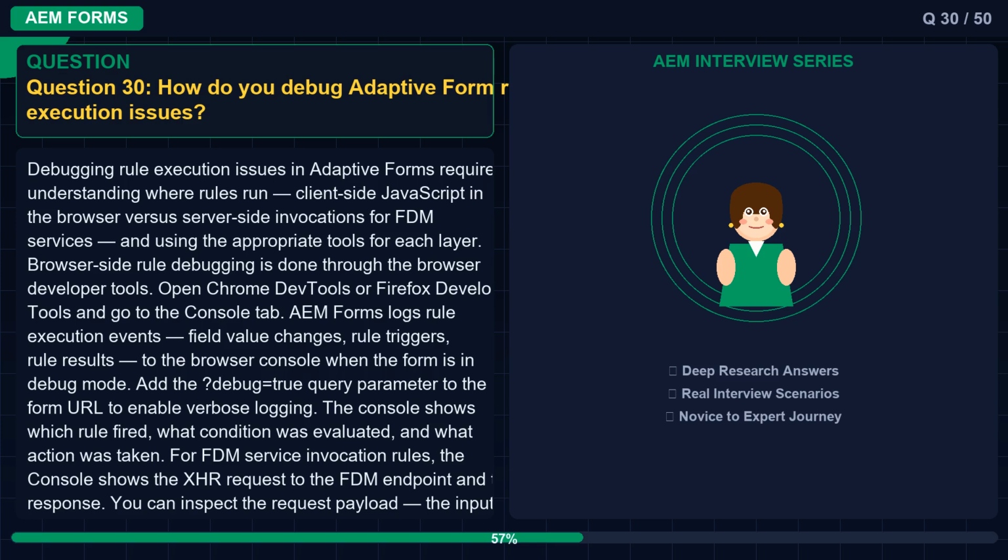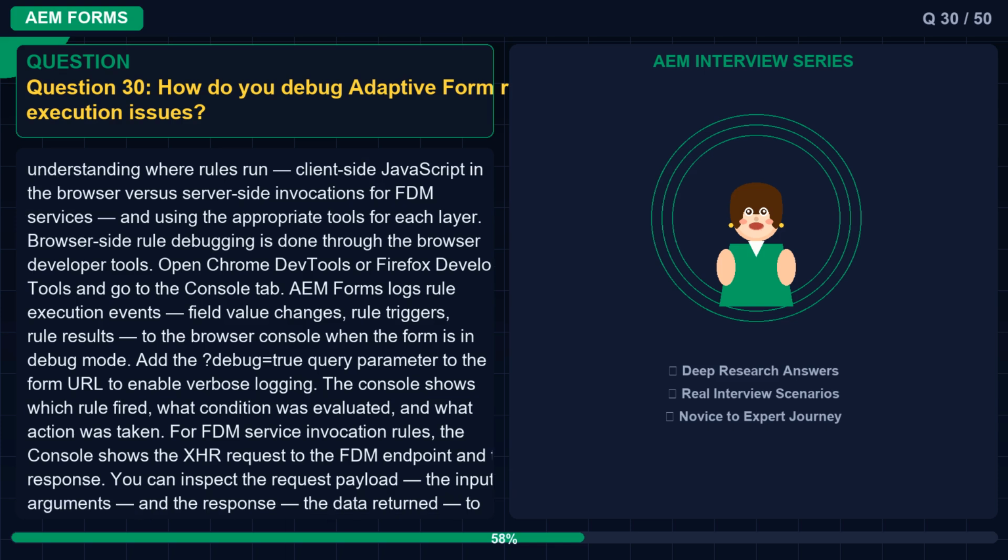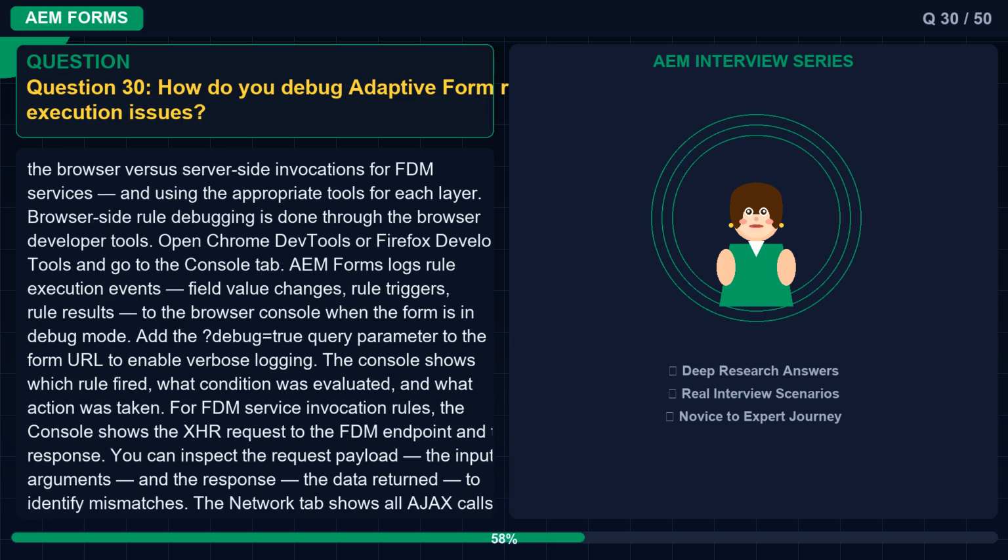Question 30. How do you debug adaptive form rule execution issues? Debugging rule execution issues in adaptive forms requires understanding where rules run, client-side JavaScript in the browser versus server-side invocations for FDM services, and using the appropriate tools for each layer.